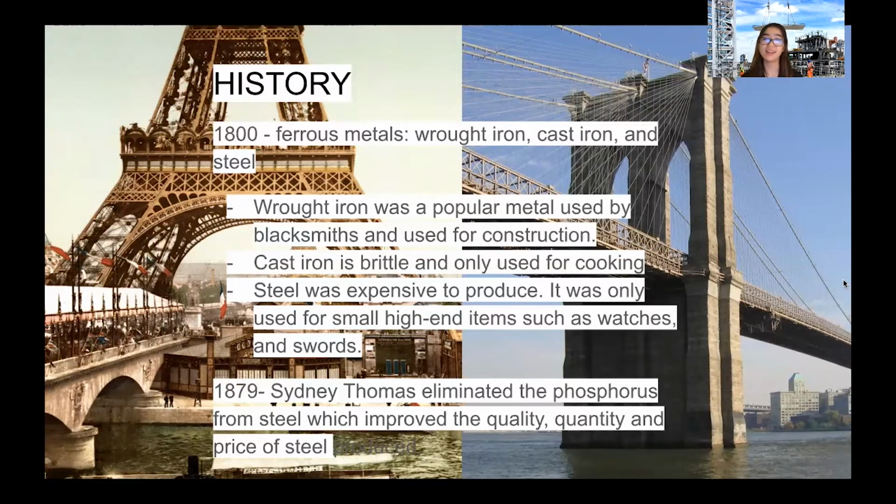Structural steel started in the 1800s, where there were these metals called ferrous metals, and there were three kinds of ferrous metals: wrought iron, cast iron, and steel. Wrought iron was a popular metal, and it was used in construction during that time. Cast iron was brittle and was only used for cooking, while steel was too expensive to produce, and so it was only used for smaller high-end products. In 1879, Sidney Thomas eliminated the phosphorus in the steel, and the result was improved quality, improved quantity, and improved price of steel, which made it more accessible to the public.